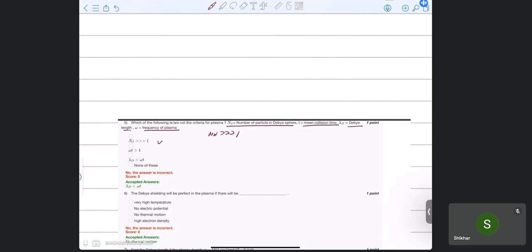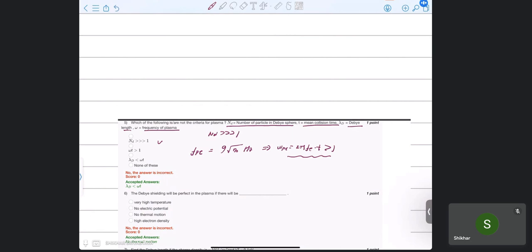When we derive the frequency of plasma, that frequency is of large magnitude. So this cannot be less than 1; it is always greater than 1. When you solve this, omega p is 2 pi times this frequency. This should always be greater than 1. Although we have not done this derivation, keep it in mind.